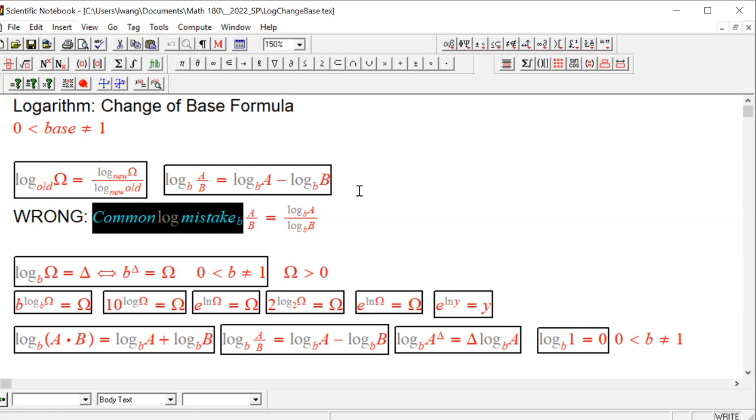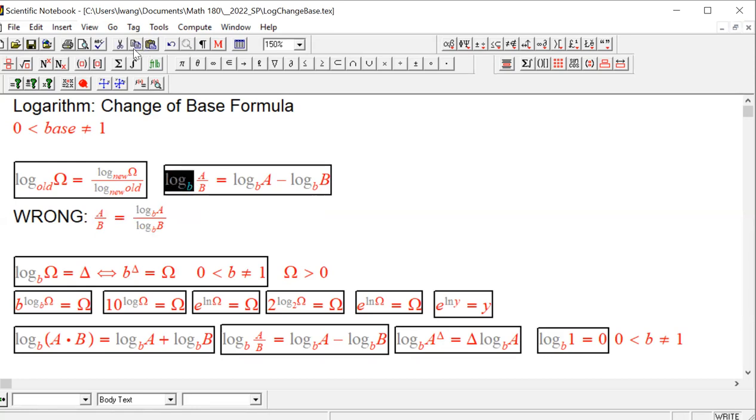Okay, so let me rewrite this. Log base B, log base B. So when they are put side by side, you can see that this is a mistake. This is the common mistake, so be sure you understand that. When they're put side by side, this is correct: this is the quotient rule, and this is the change of base formula.